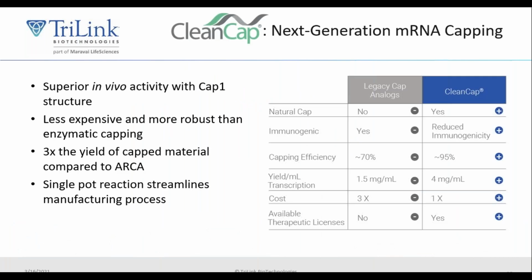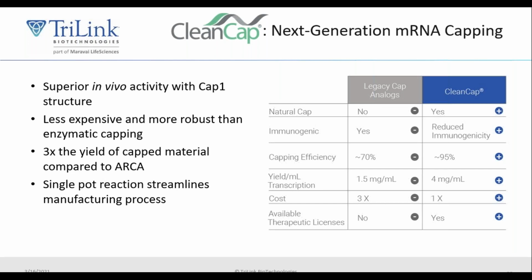So finally, in summation, here's the head-to-head comparison of CleanCap to legacy cap analogs, and in comparison to enzymatic capping as well. CleanCap is able to provide reduced immunogenicity when utilizing a Cap1 structure. It also yields about 3 times the amount of capped mRNA when compared to ARCA, as well as showing significantly higher levels of capping efficiency. Due to this, we're able to decrease the cost to achieve the same amount of functional mRNA.